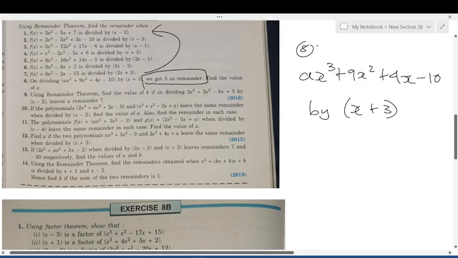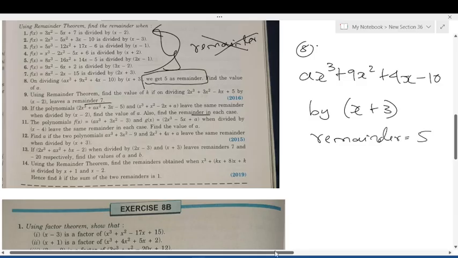Compare this 8th question with the other questions. In the other questions, did they give us the remainder? The remainder was not given. So this is the third type of question. First type is direct value, second type is equation, third type is where the remainder is given. Look at this, the remainder is equal to 5.